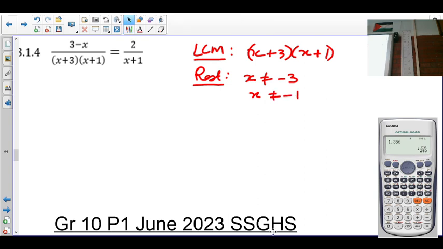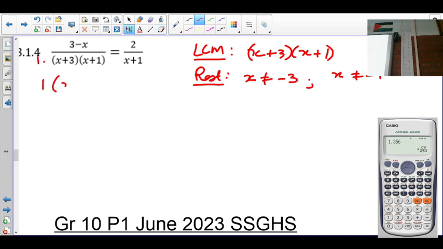So if the solution comes to one of those, then it can't be. Then you just draw a line to omit that solution. So what do we say? What must this denominator be multiplied by to get the LCM? 1. So it's multiplied by 1. So it's 1 into 3 minus x. What must this be multiplied by? x plus 3. So it's 2 into x plus 3.